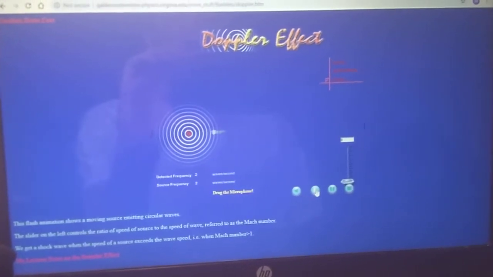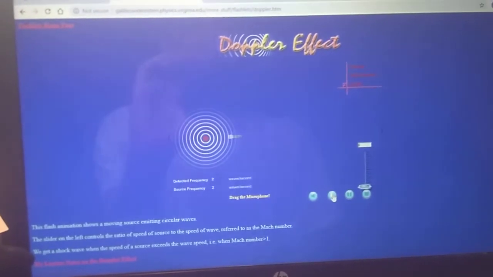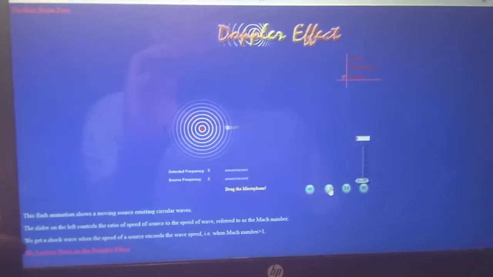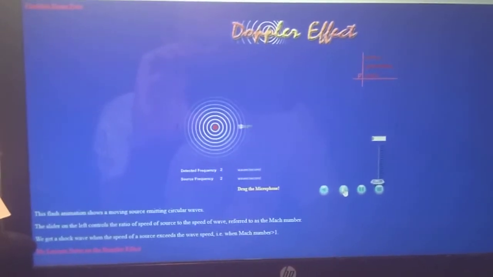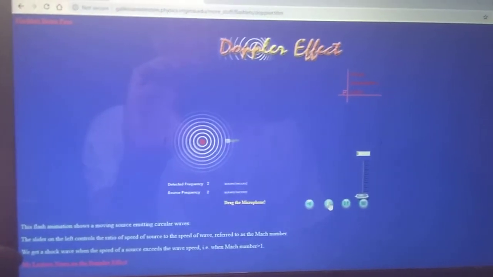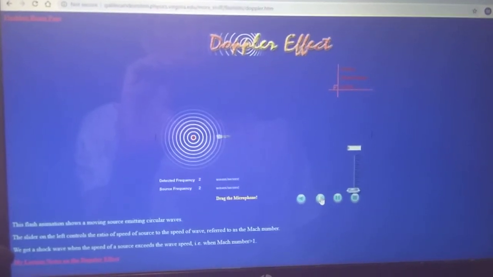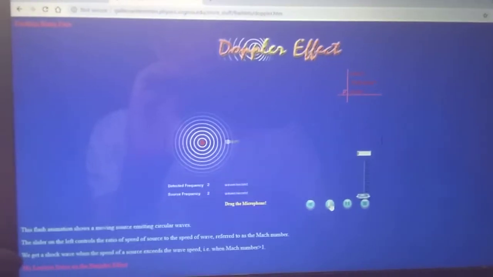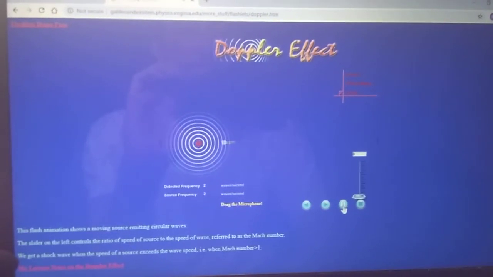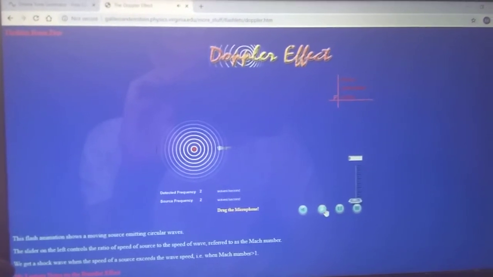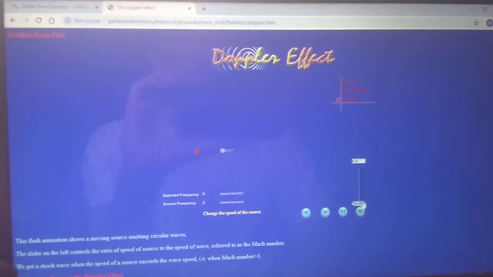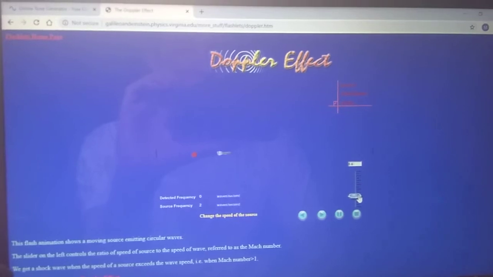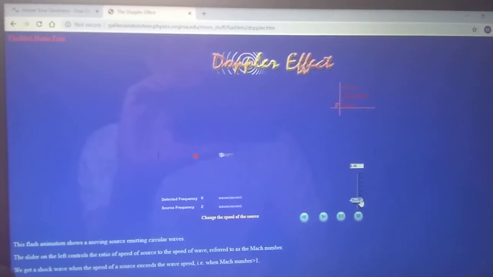And this is just a trick to help us hear, or to notice when these wavefronts are getting to the microphone. Okay, so right now it says the detected frequency is 2 per second. 1, 2, 1, 2, and then the source frequency is also 2. And that's because the source and the microphone are not moving. I'm going to pause this and we're going to restart it. But this time, we're going to have the source move a little bit. Okay, we're going to have it move at maybe half the speed of sound.